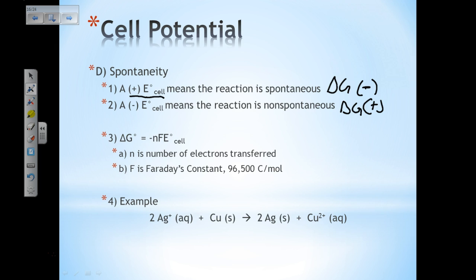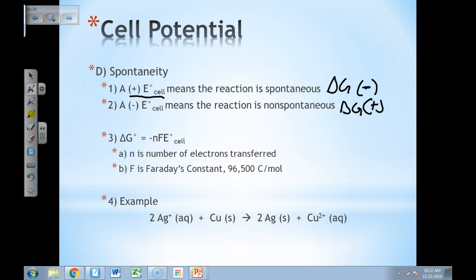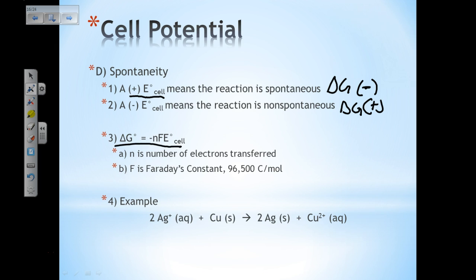So there's a formula that relates this, okay? And that formula is this one right here, where delta G gives free energy, n is the number of electrons transferred when you balance the reaction, and the cell potential is what's calculated when the potential of the cell equals the potential of the cathode minus the potential of the anode. And F is Faraday's constant, and it's always going to be this, and I'm always going to give it to you.